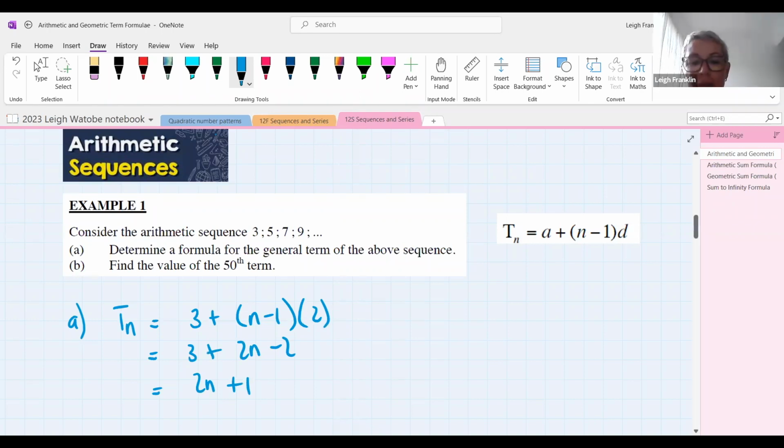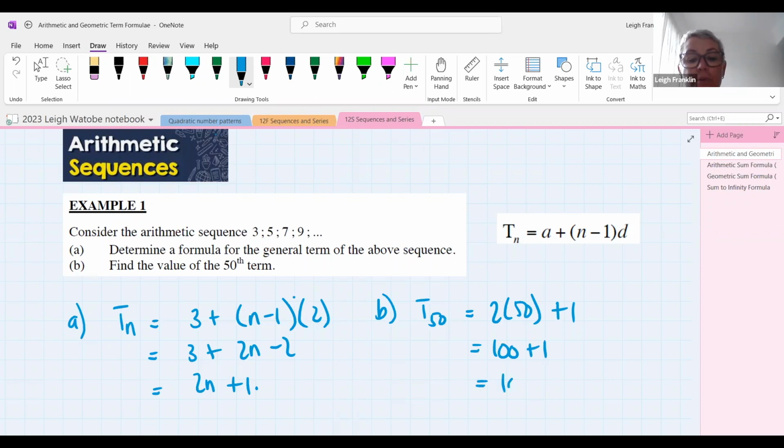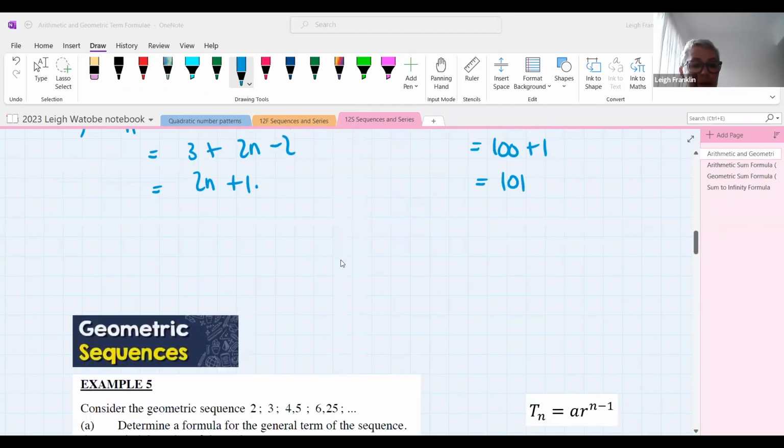So we should be getting that. Well done. And then when we want to work out the value of the 50th term, we can go term 50, and we can sub it in here or there, it really doesn't matter. So 2 times 50 plus 1, which gives us 100 plus 1, which is 101, which is what most of you have popped into the chat. Absolutely brilliant. Big thumbs up to all of you.